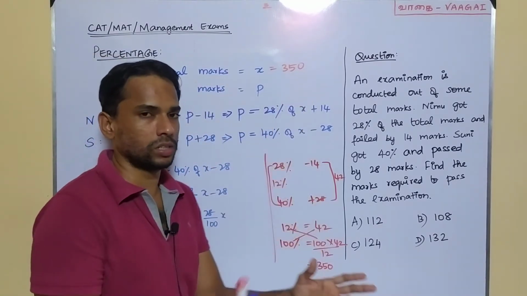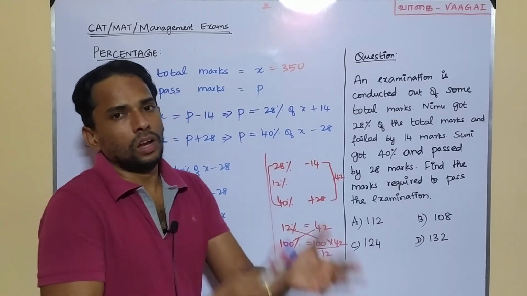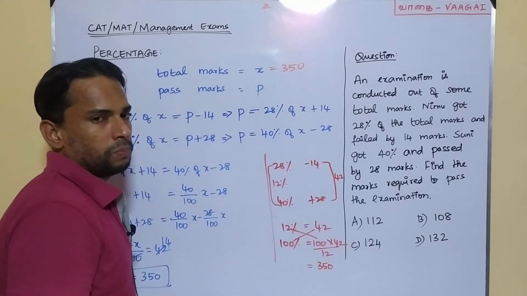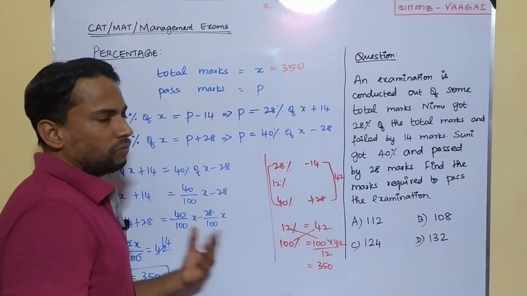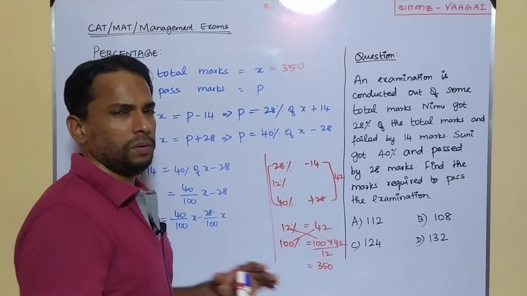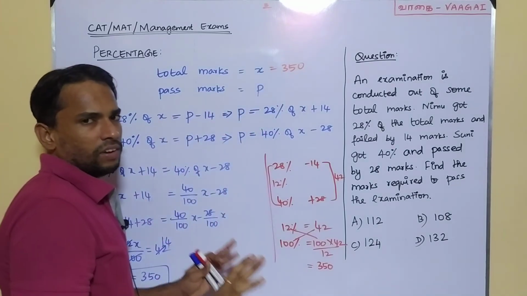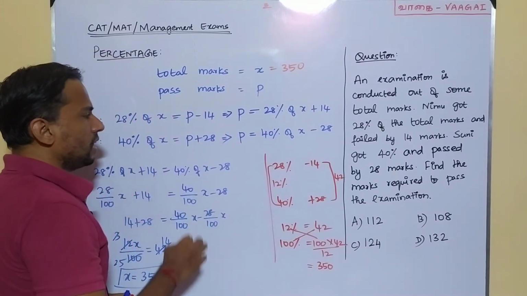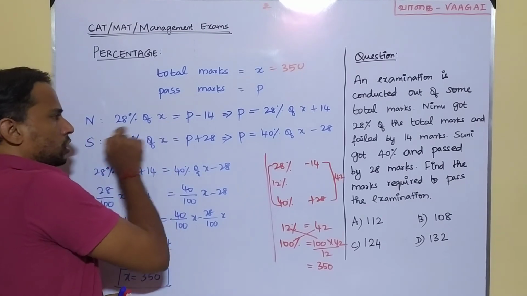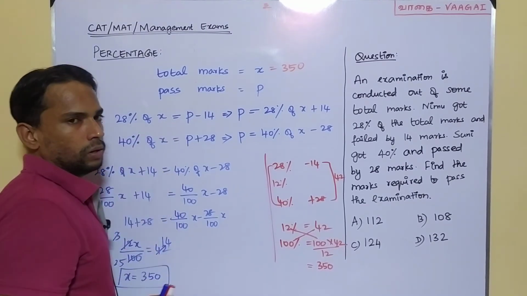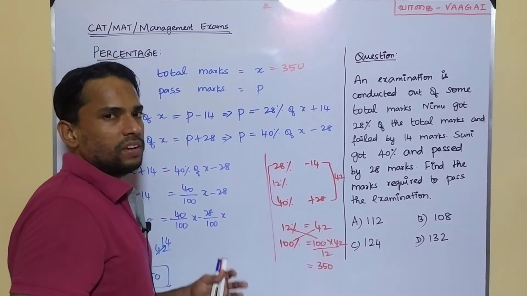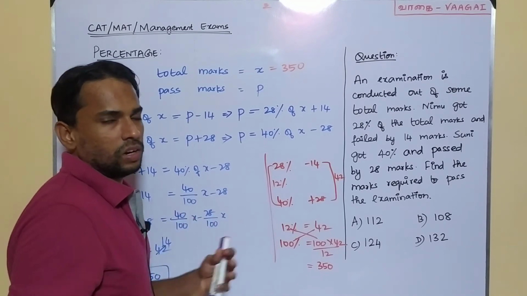So however, total marks is 350, but we are still left with the last step. That last step we'll quickly finish. Now hereafter the way of getting the answer is going to be very simple, very easy. Why? Because we got the total marks. X is readily available with us. Now we can either find the pass mark through the first student or through the second student. Both anyways will lead to the answer.